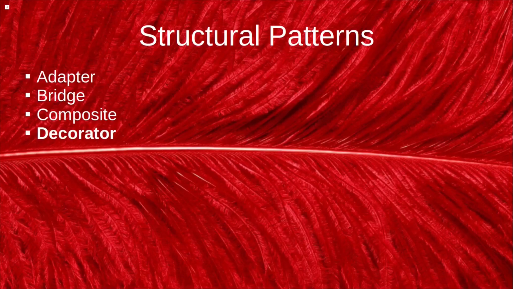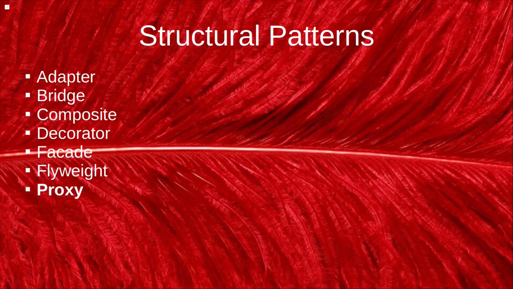Decorator dynamically adds behavior to objects without modifying their code, often using wrapping and interfaces. Facade provides a unified interface to complex subsystems, simplifying interactions by encapsulating multiple components into one. Flyweight shares common state among multiple objects to reduce memory usage, using object pooling or caching mechanisms. Proxy acts as a surrogate to control access to another object, often used for lazy initialization or access control.